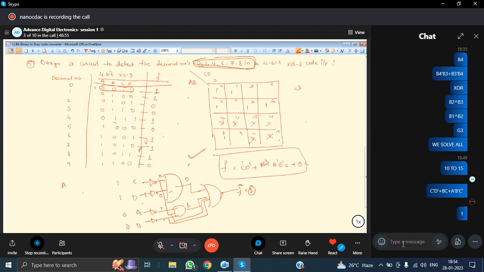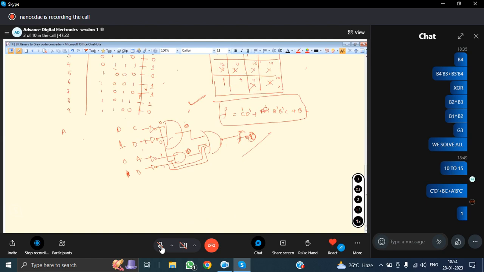If you are giving 0 1 and 0 1, what is the output that you will get here? Here 0 comes, here 0 comes. So finally F will be equal to 0. So like that you can test your circuit. This is one example.